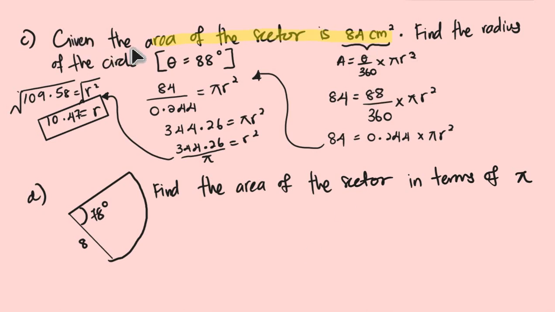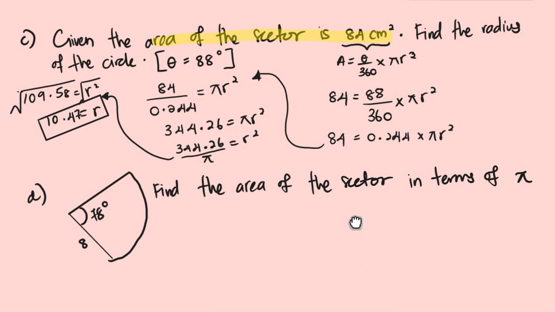All right, very easy. Since they tell me that the area of the sector is 84, how did they get 84? They would use this formula. From here, I just substitute the values and solve as I go, and I try to make the radius the subject of my formula. I try to make the radius alone.